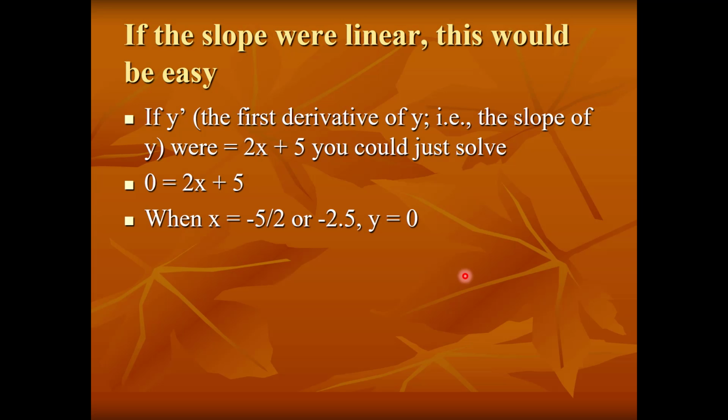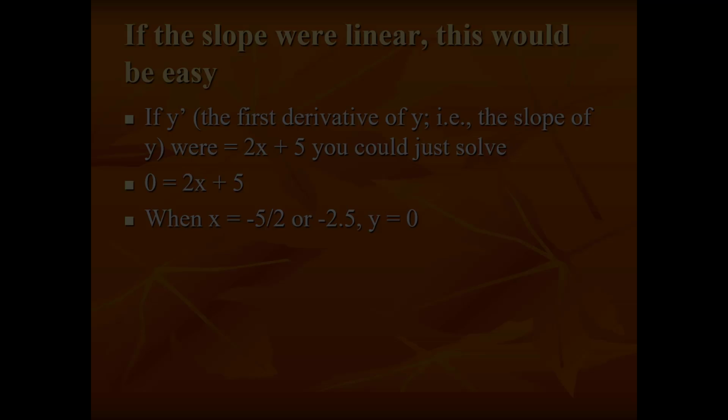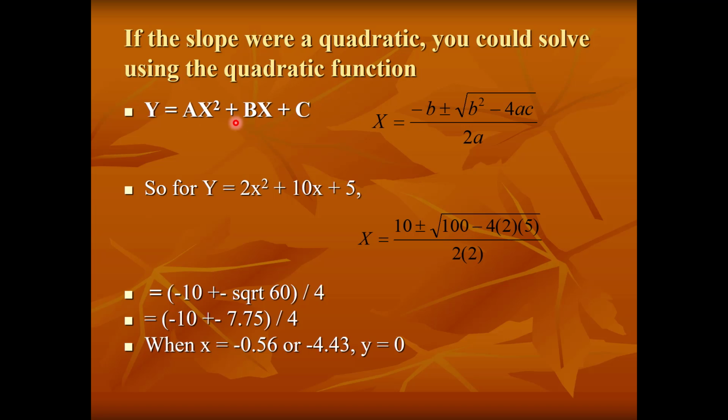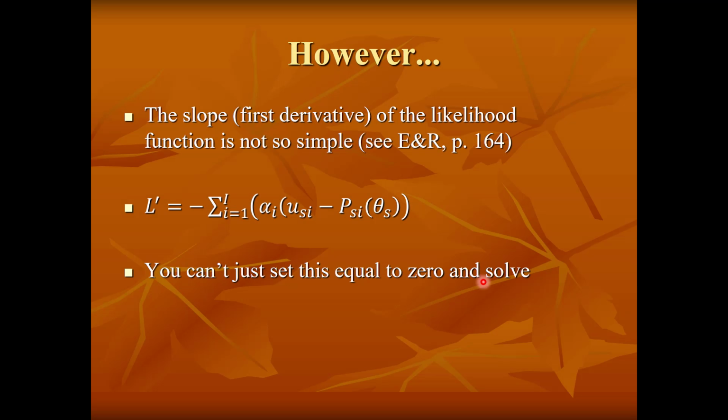But there's a problem with that. This would be easy to do if we had a linear function or a quadratic like we were looking at earlier. If y prime, the first derivative, were just 2x plus 5, we could set that equal to 0, solve for it, and we would get the place where y equals 0. If it were quadratic, it would be, again, pretty easy. So if this were the actual nature of the first derivative, we could solve for that too using the quadratic equation. And I'm not going to go too much into that.